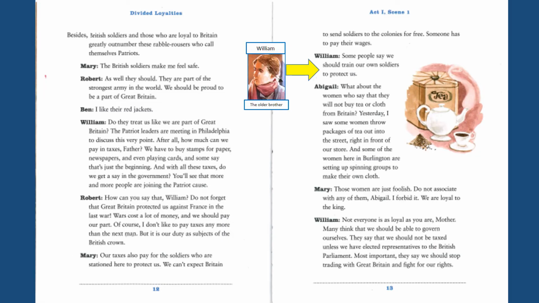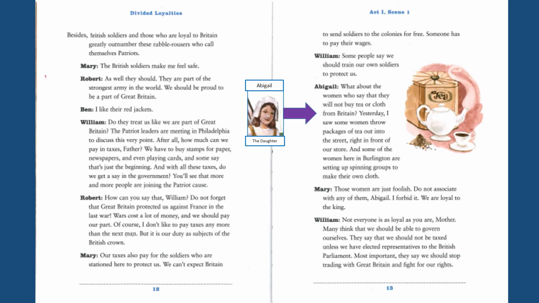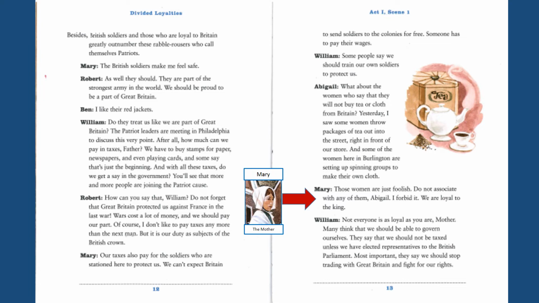Some people say we should train our own soldiers to protect us. What about the women who say that they will not buy tea or cloth from Britain? Yesterday, I saw some women throw packages of tea right out into the street, right in front of our store. And some of the women here in Burlington are setting up spinning groups to make their own cloth. Those women are just foolish. Do not associate with any of them, Abigail. I forbid it. We are loyal to the king.